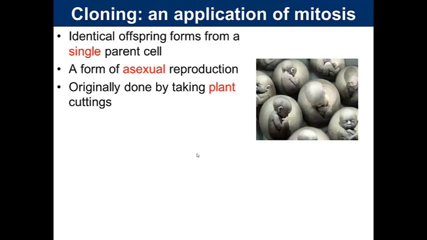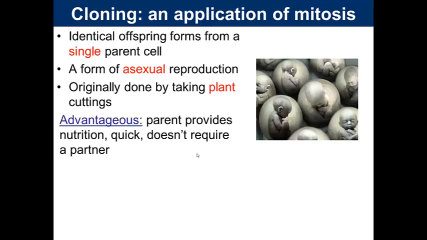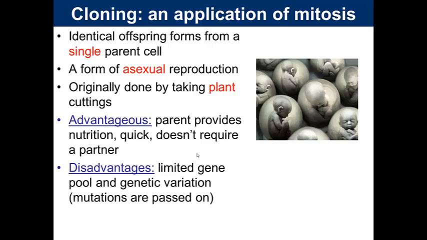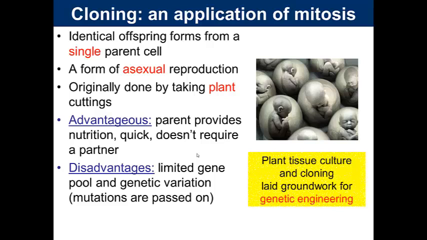It's a form of asexual reproduction. Cloning was originally done commercially by taking plant cuttings. So taking bits of plants and trying to root them. It's advantageous because the parent provides nutrition, it's quick, and it doesn't require a partner. The disadvantage is that cloning results in a limited gene pool. Offspring are identical to parents, with limited genetic variation. If there's a mutation in the gene pool, those mutations are passed on. Plant tissue cultures and cloning laid the groundwork for genetic engineering.